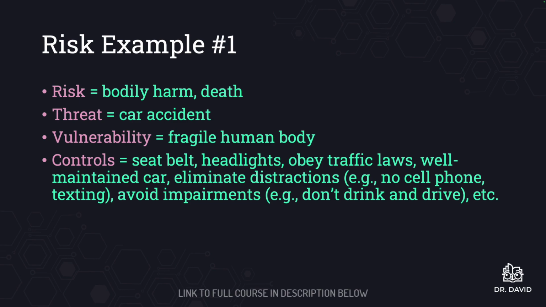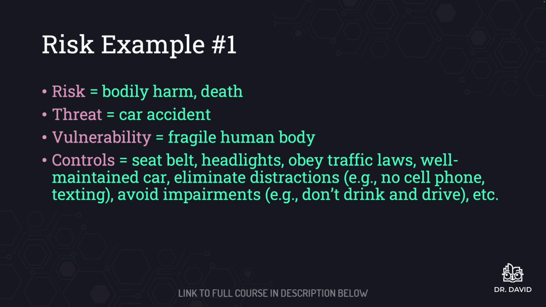When we get into that vehicle, we're assuming a risk, and that risk is of bodily harm and, unfortunately, death. The threat that could materialize that risk would be a car accident. Again, let's just assume we're getting into a car here. And the vulnerability that would allow this risk to materialize would be the fragile human body. And so bodily harm or injury, this is our risk. The threat would be a car accident. For example, another car hits us, so that other car is the threat. And the vulnerability, again, would be our fragile bodies.